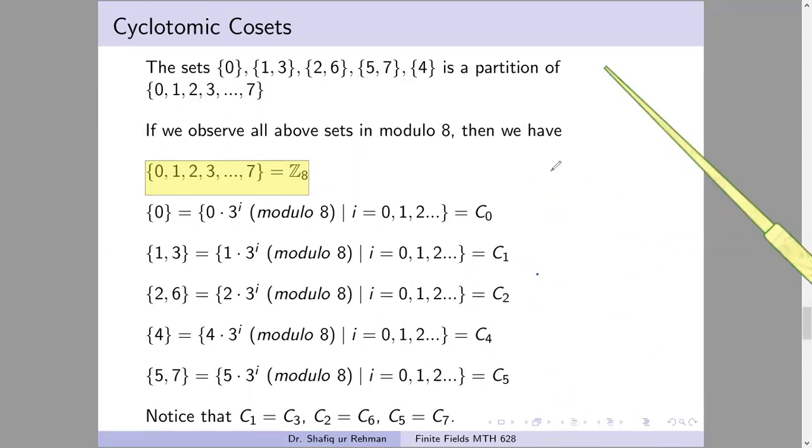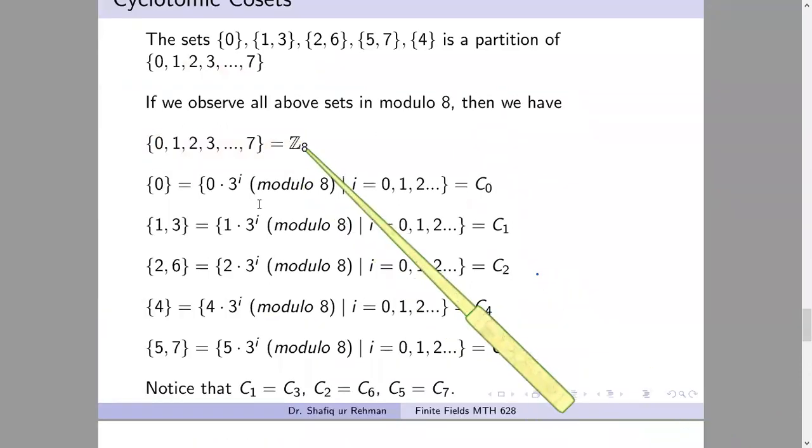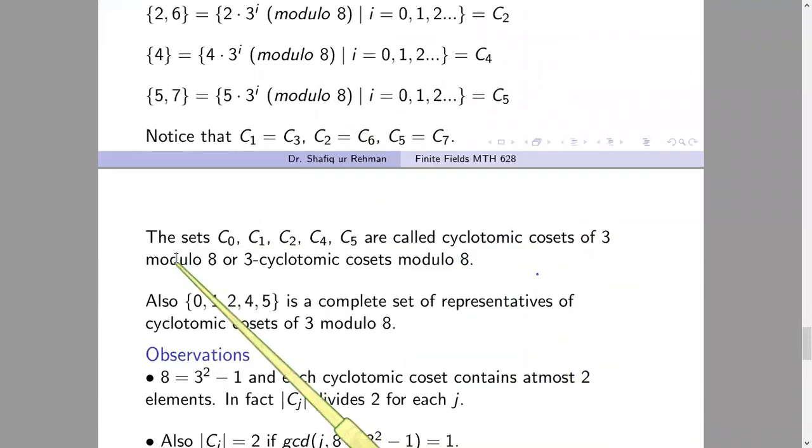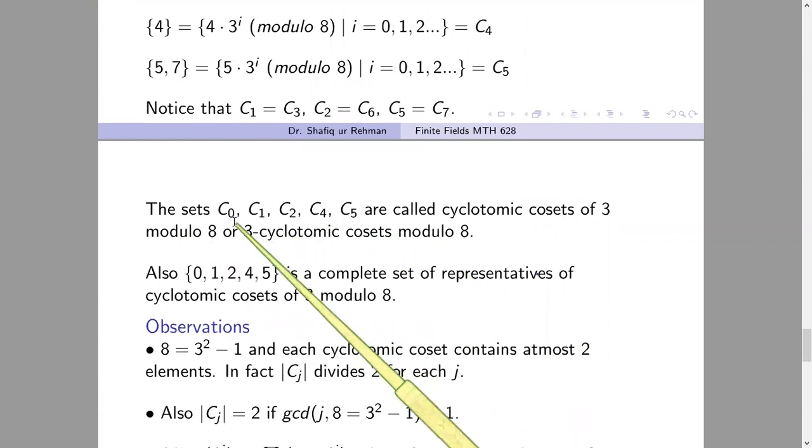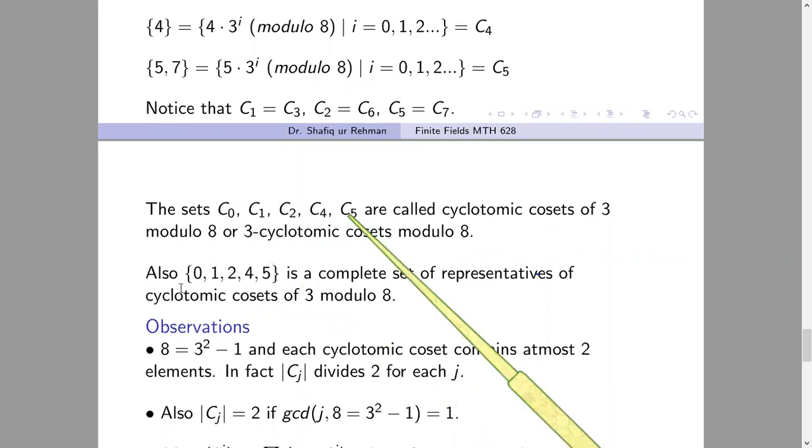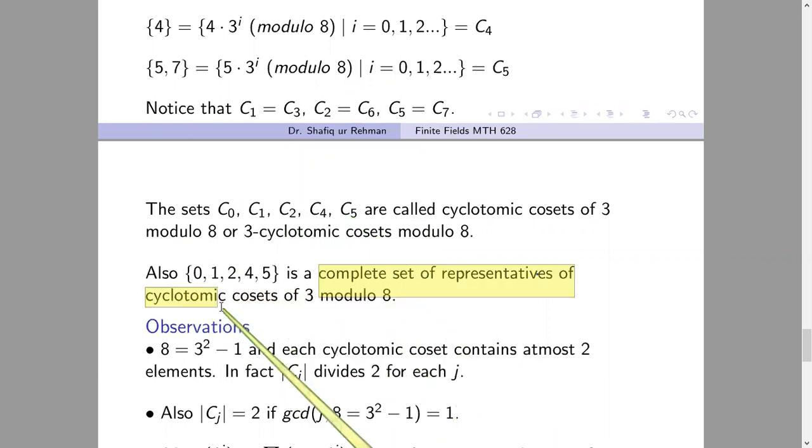these sets in fact make a partition of Z8, and these sets 0, C1, C2, C4, C5, these are total 1, 2, 3, 4, 5 distinct sets, and they are called cyclotomic cosets of 3 modulo 8, or 3 cyclotomic cosets modulo 8, and their representatives 0, 1, 2, 4, 5 will be named as a complete set of representatives of all cyclotomic cosets.